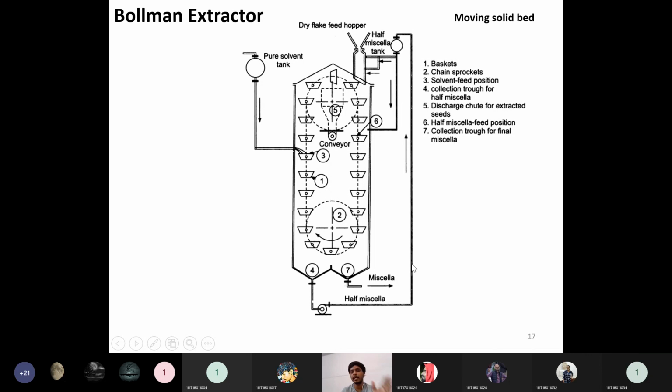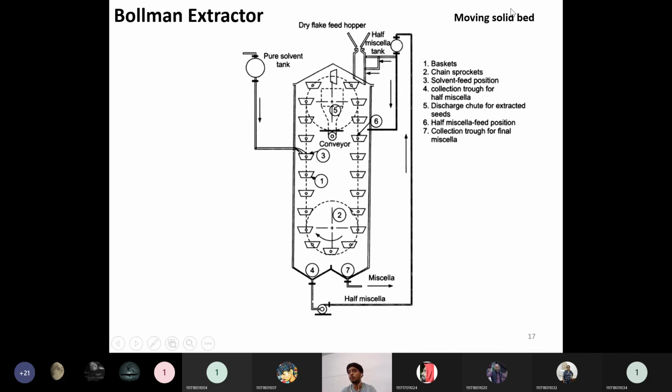So the idea behind this is that when the solids are revolving or being carried in a tumbling section, the fresh solvent has to come in contact with the spent solid, and the spent liquor has to come in contact with the fresh solids. Then the operation efficiency will be very much increased. So that's the idea behind this Bollmann extractor.